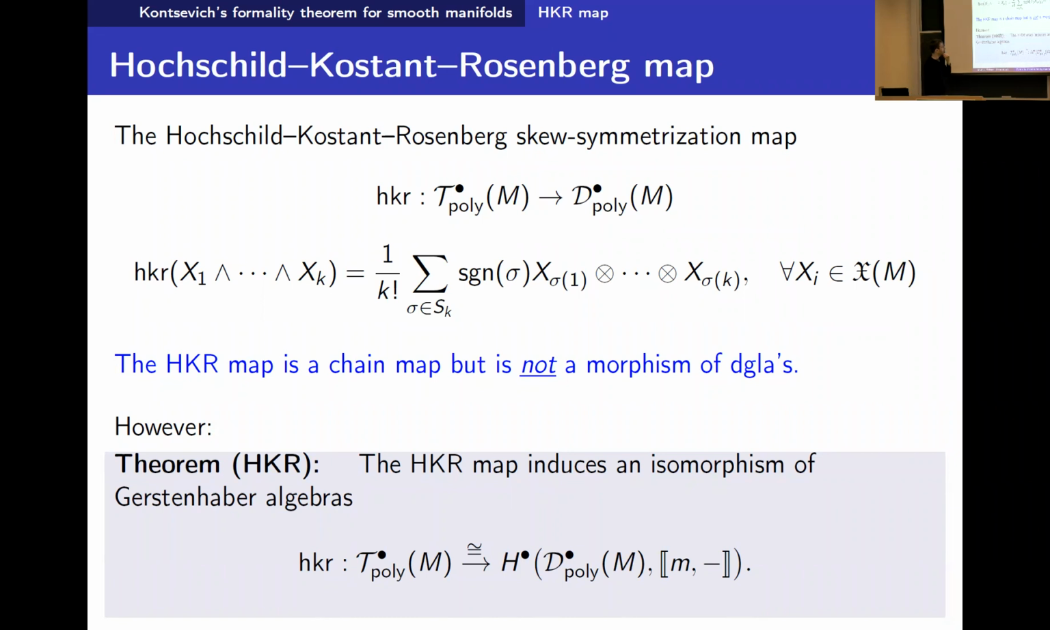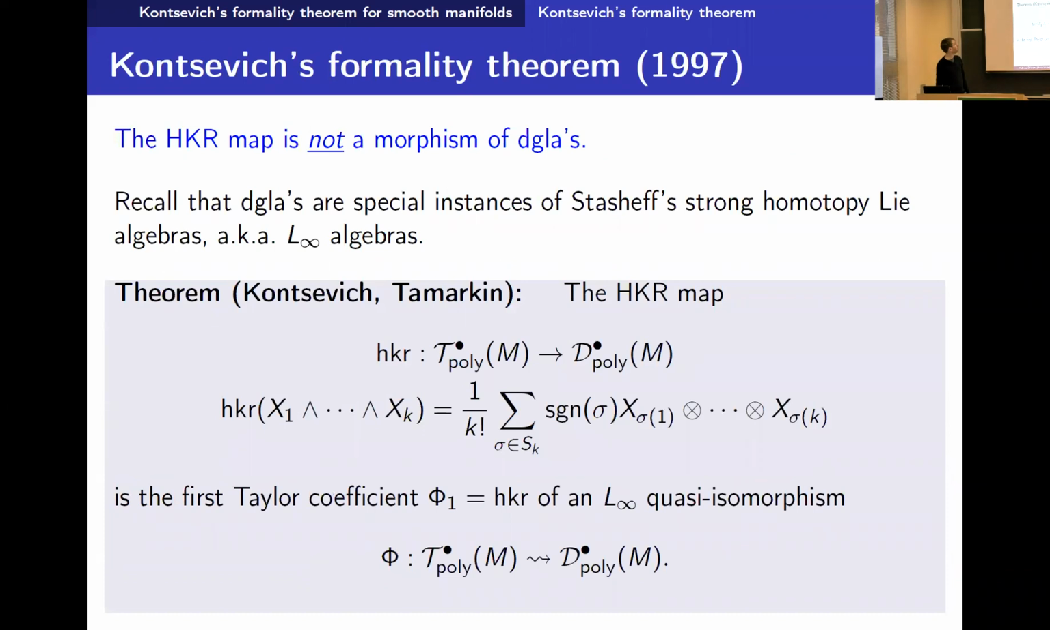However, if you descend to the level of cohomology, so if you look at the map induced by the chain map HKR between the trivial cohomology of T poly and the Hochschild cohomology of D poly, well, at that level, the map is a morphism of Gerstenhaber algebras. It respects the Lie bracket and the associative multiplication. So this failure of the HKR map to preserve the DGLA structure is resolved by Kontsevich's formality theorem.